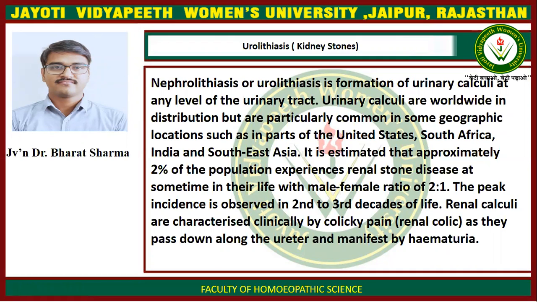It is estimated that approximately 2% of the population experiences renal stone diseases at some time in their life, with male to female ratio of 2:1. This peak incidence is observed in 2nd to 3rd decade of life. Renal calculi are characterized clinically by colicky pain, renal colic, as they pass down along the ureter and manifested by hematuria.